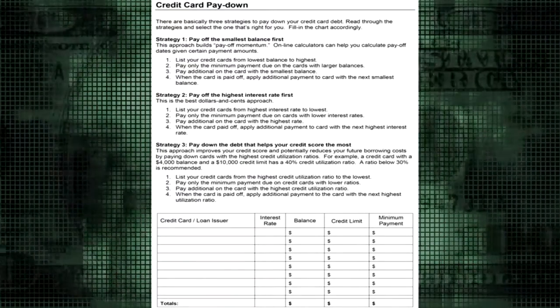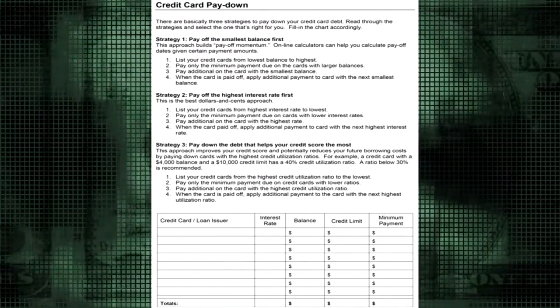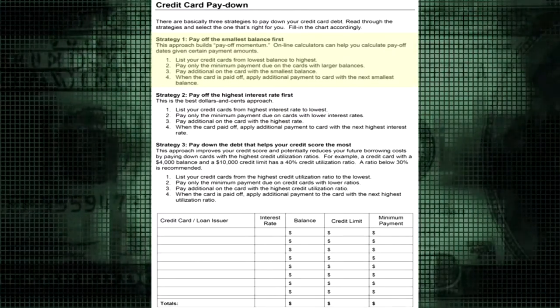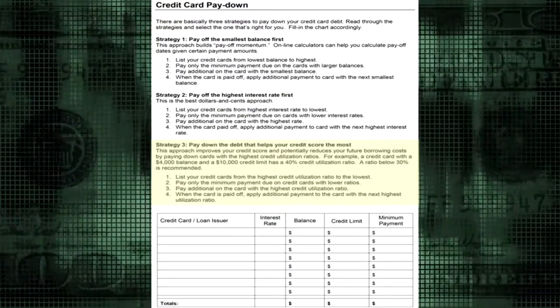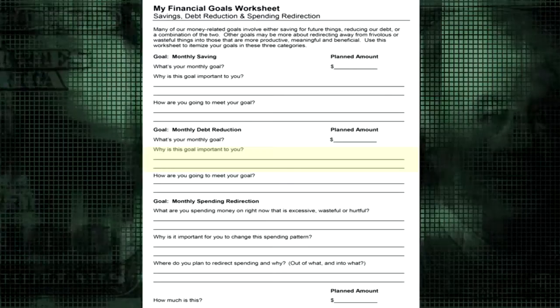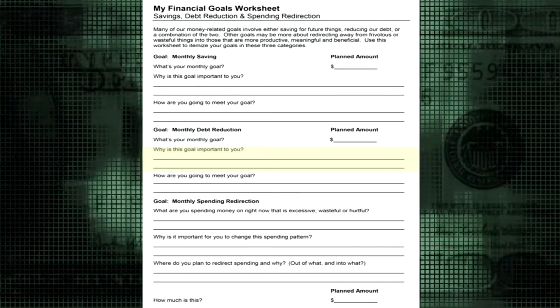If your plan is to reduce credit card debt, you can use the Credit Card Paydown worksheet. It lays out three strategies for reducing your debt. Choose the strategy that's right for you and fill in the worksheet accordingly. Online calculators can help you decide how you want to pay off your debt. Most will allow you to calculate how long it will take to pay off your debt by the monthly amount you plan to pay, or to calculate how much you'd need to pay each month to pay off your debt by a certain date. Next, state why the goal is important to you.